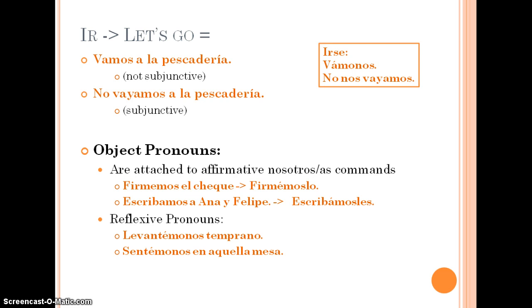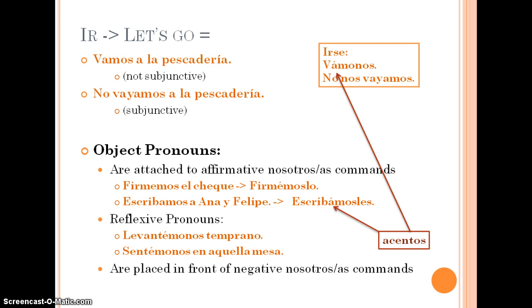However, please notice that when we are putting the object pronoun attached to the nosotros commands, there has to be an accent written in. This accent is written in order to maintain the original stress. So escribámosles. Vámonos. The other examples, levantémonos, sentémonos. You have to have that written accent.